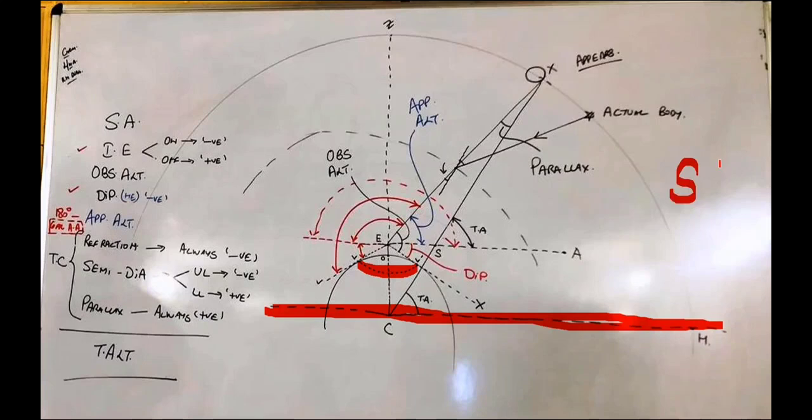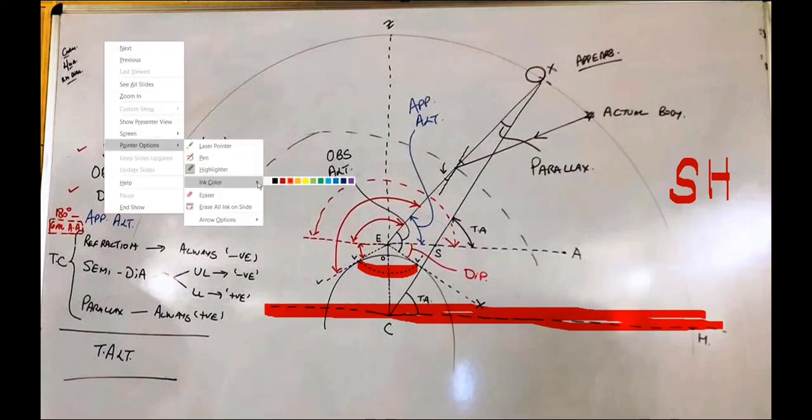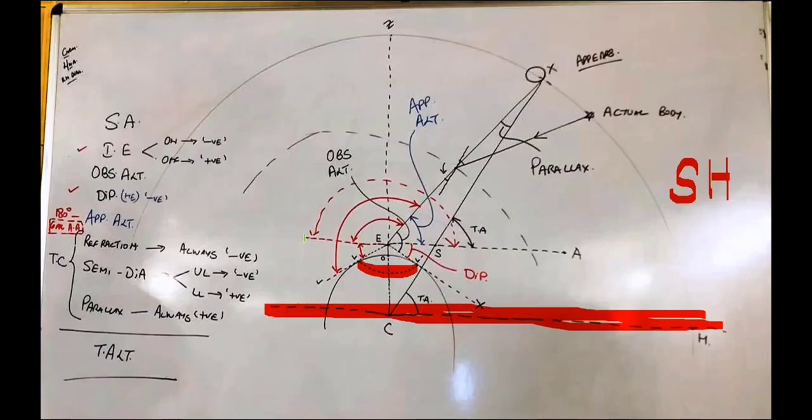The third horizon is known as sensible horizon. What is this sensible horizon? Sensible horizon is basically a plane which is passing from the observer's eye and which is parallel to the rational horizon. So something which is parallel to rational horizon and passing from the observer's eye. Let me highlight it using green color. This plane which you see represents the sensible horizon. So this green color plane which we see is the sensible horizon.